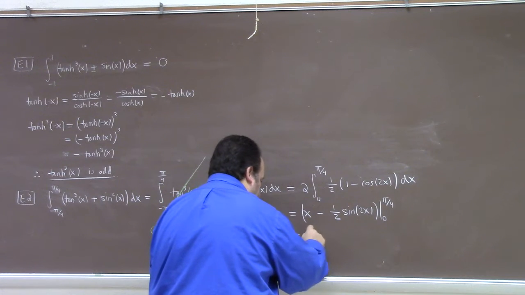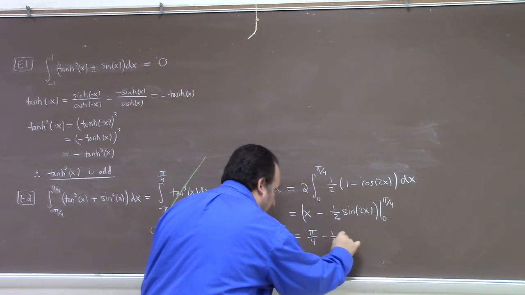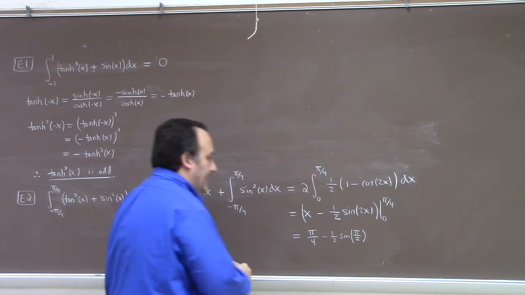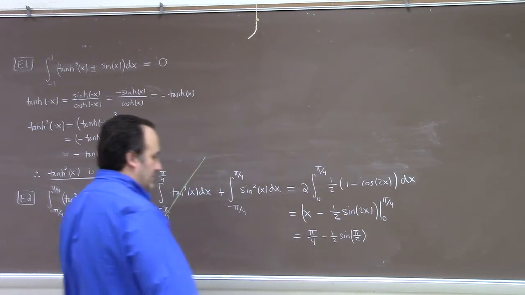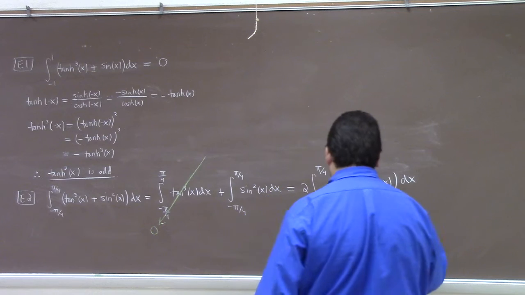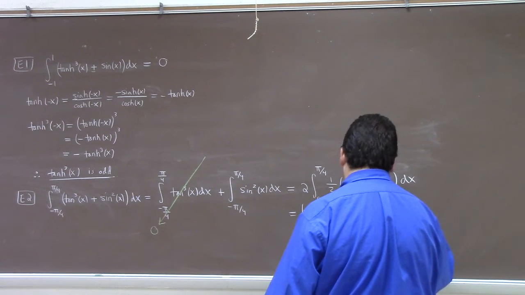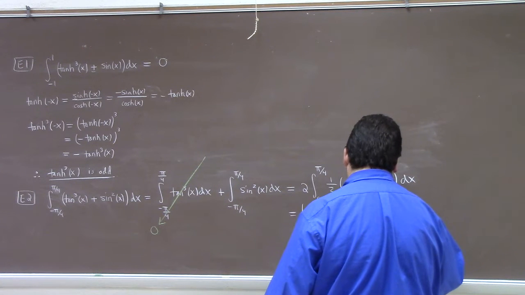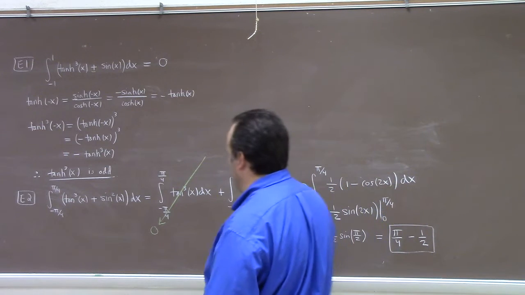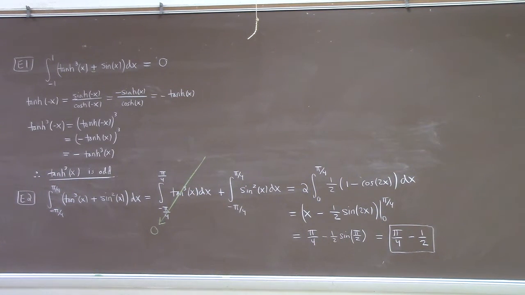Which gives me pi over 4 minus 1/2 sine of pi over 2. And then when I plug in 0, I get nothing. So, man, that feels wrong. So I get pi over 4 minus 1/2. Is that right? That feels wrong. Feels wrong.